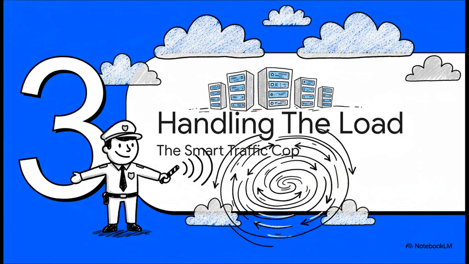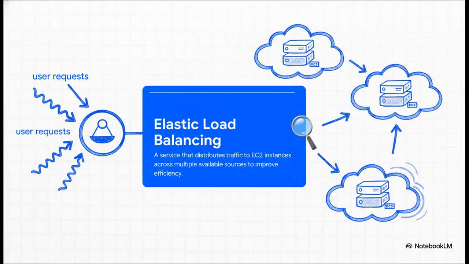The solution here is really pretty elegant. We need something that can stand in front of all of our servers and just intelligently direct all the incoming traffic. What we need is a smart traffic cop for the cloud. And here it is, the Elastic Load Balancer, or ELB. Its job is pretty much exactly what it sounds like. It takes all the incoming requests from all your users, and it distributes them evenly across a whole fleet of EC2 instances. This makes sure that no single server ever gets overwhelmed.